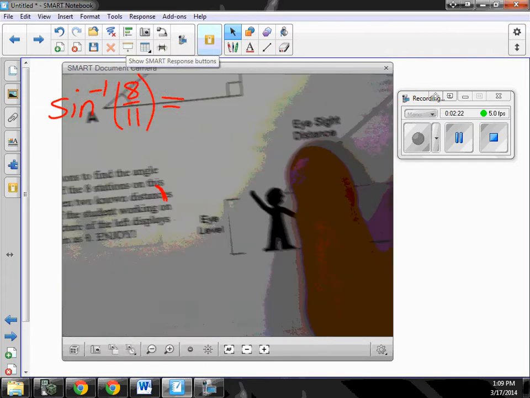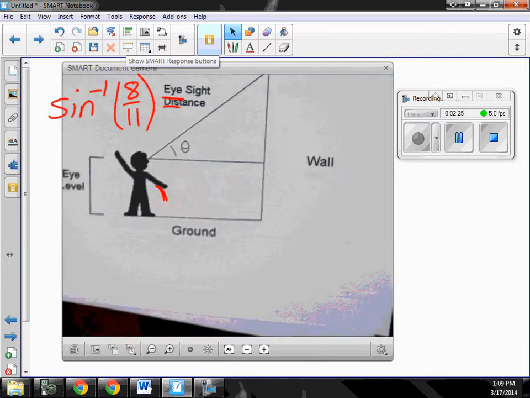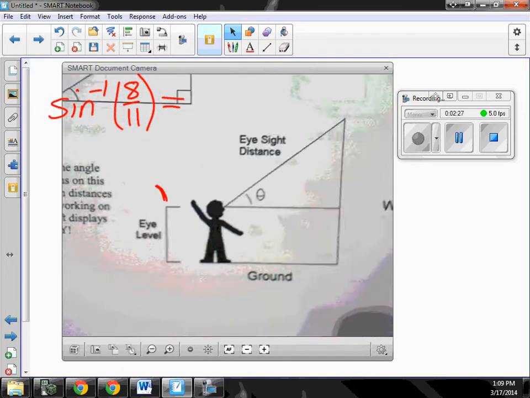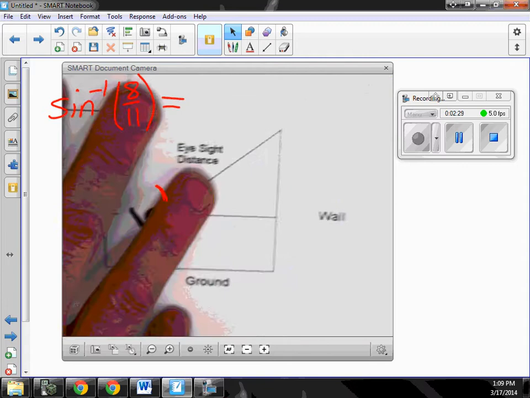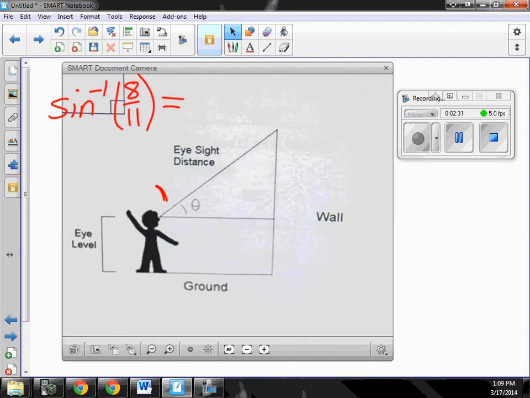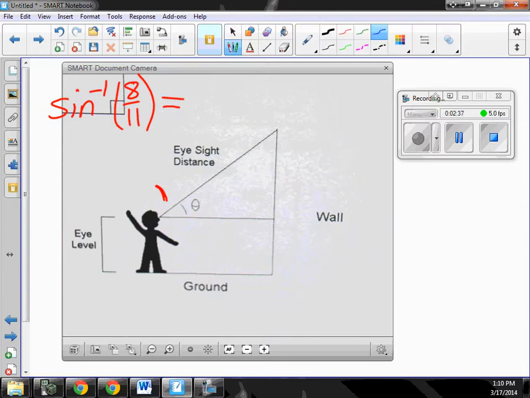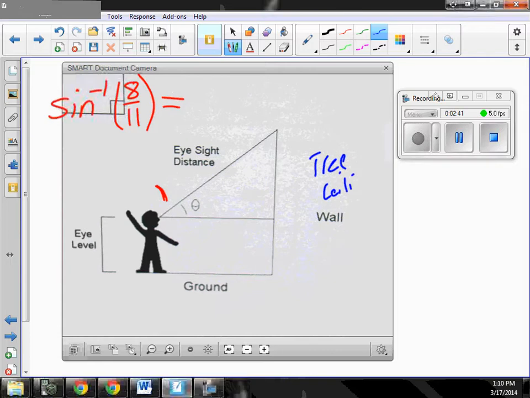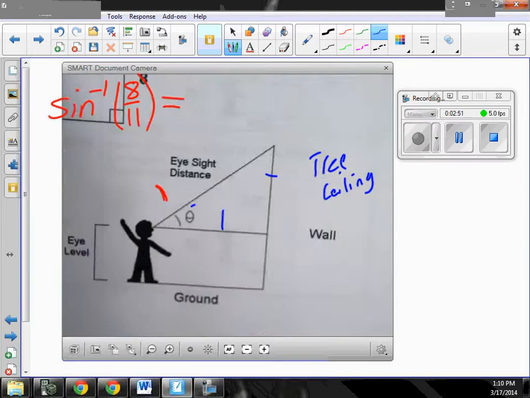All right, here you have a diagram. So we're going to give you this diagram. You see eye sight distance, eye level, the distance from the ground to the eye, the length of the ground, and the height of the wall. Now, wall might be in terms of a tree, or the ceiling, or something else. It depends on the problem. If you know two of these lengths, then you can find the angle, and that's your job for today. All you're looking for is theta.